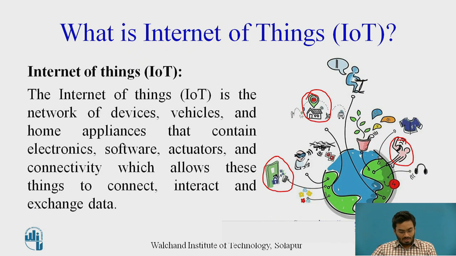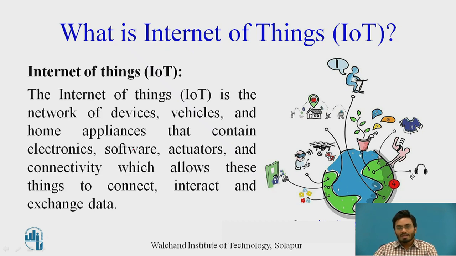So what I mean to say here is, as per the definition, the Internet of Things is the network of devices, vehicles, home appliances that contain electronics, software, actuators and connectivity, which allows these things to connect, interact and exchange data.